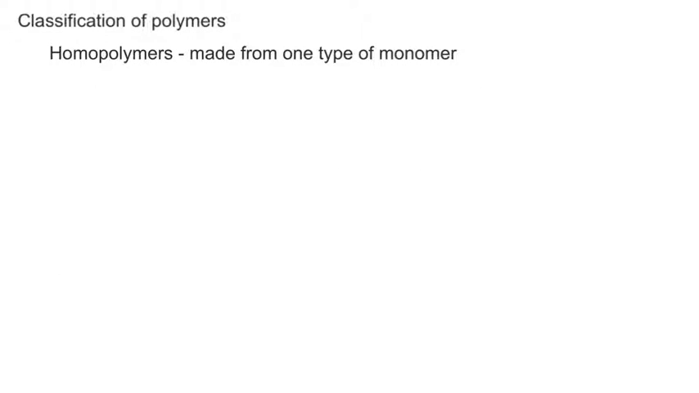All right, and this will be the last background section before we start getting into reactions and how polymers are formed. If we're going to classify polymers, we have homopolymers, which are made from just one type of monomer. An example, the one that we already saw, is polystyrene, where it's just styrene repeating over and over.